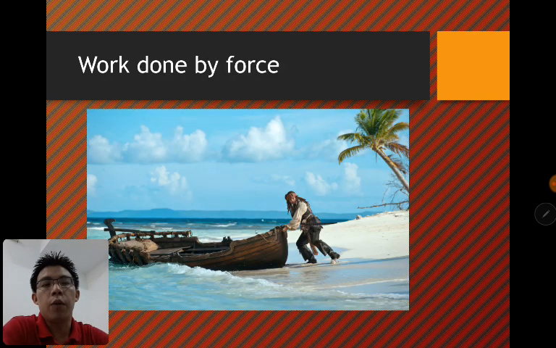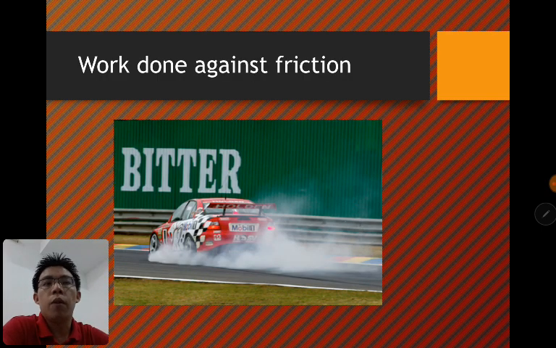So like I said just now, if you exert a force on something and that thing moves, then we say there's work done by the force. For example, Captain Jack Sparrow trying to push the little boat into the seawater. There's also friction that is always opposing the motion of the object, and friction is a type of force, and therefore we say that if the object moves against the friction, there's work done against friction.